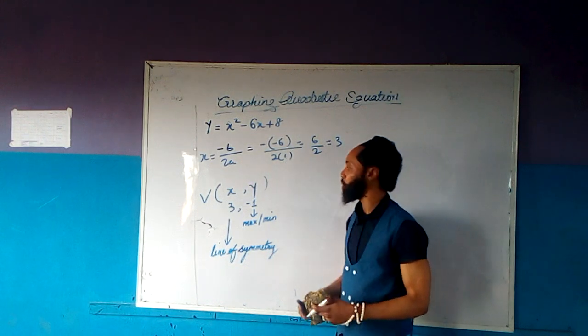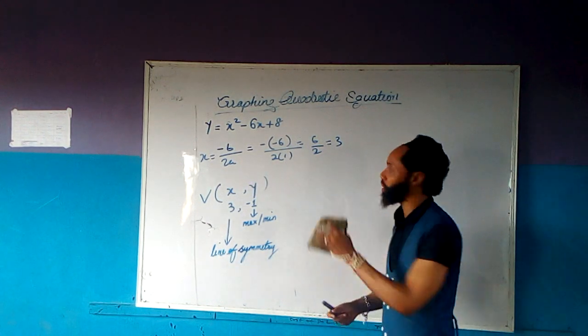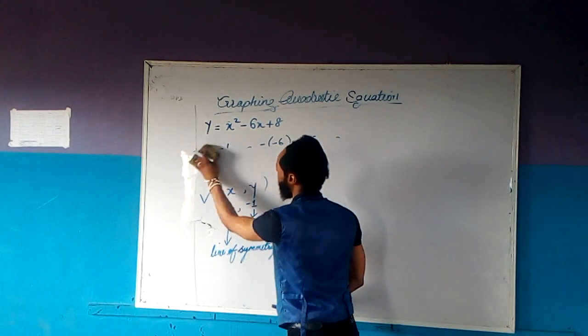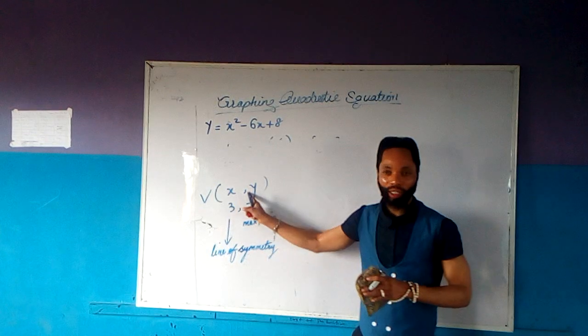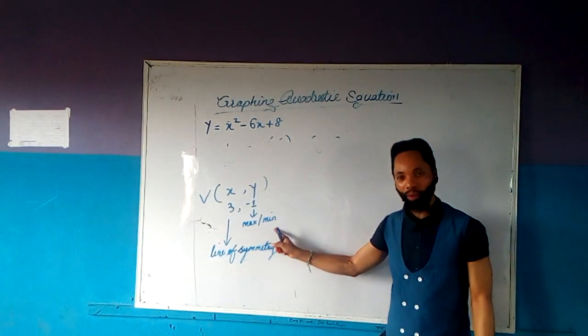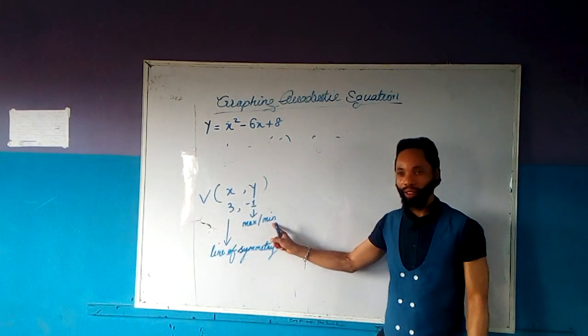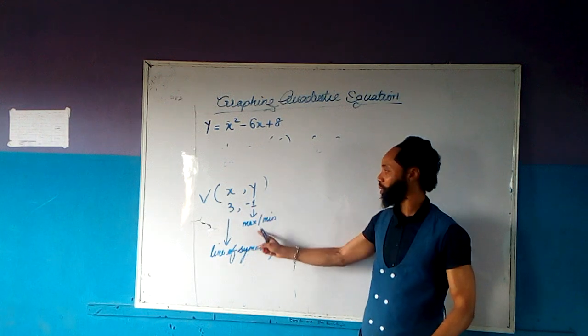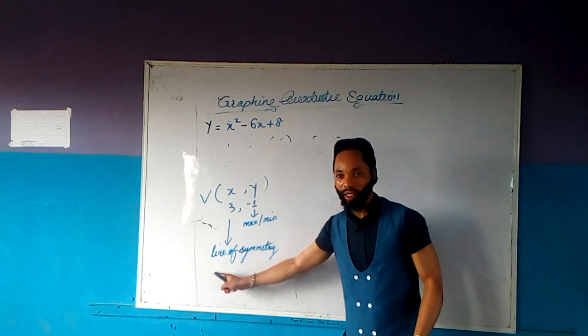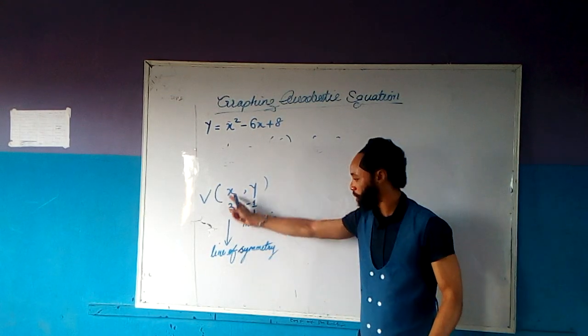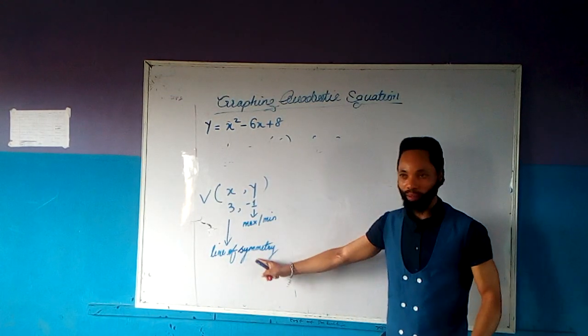Alright, so I would want to use the vertex approach. Since we have the vertex (3, -1), we know that the y coordinate is for our maximum or minimum, and the x coordinate tells us the line of symmetry. For this level, you can use the line of symmetry.